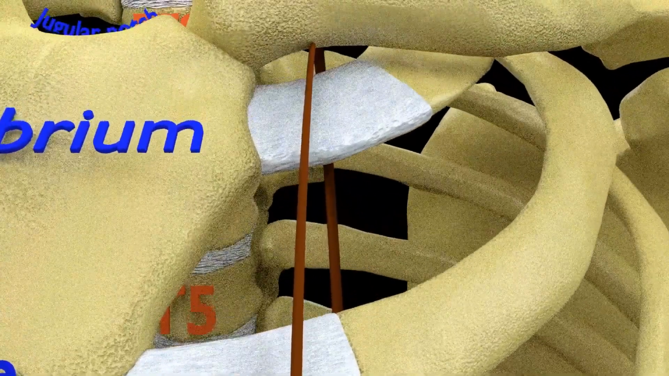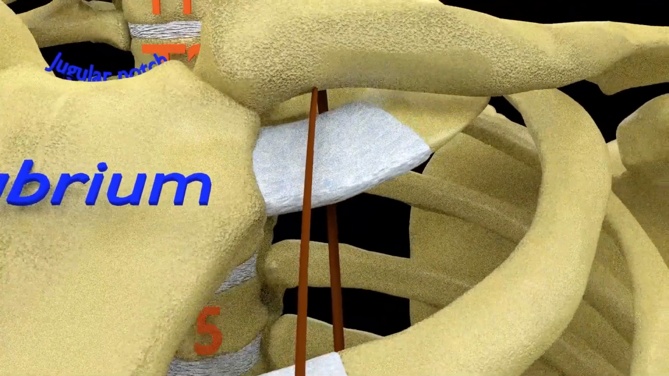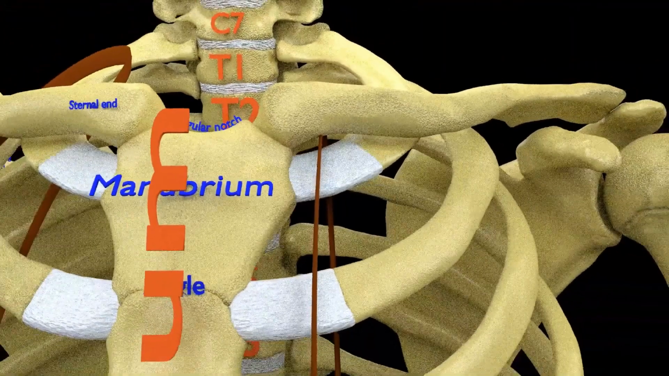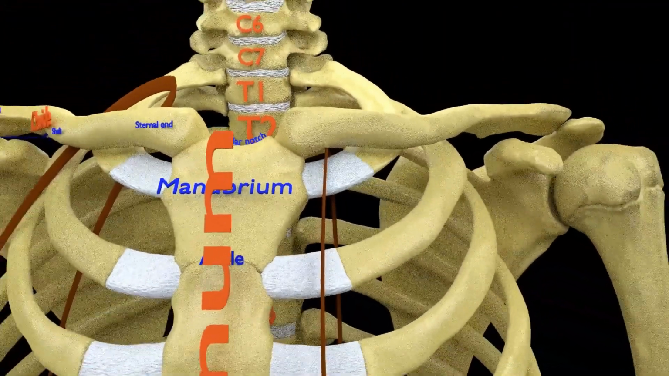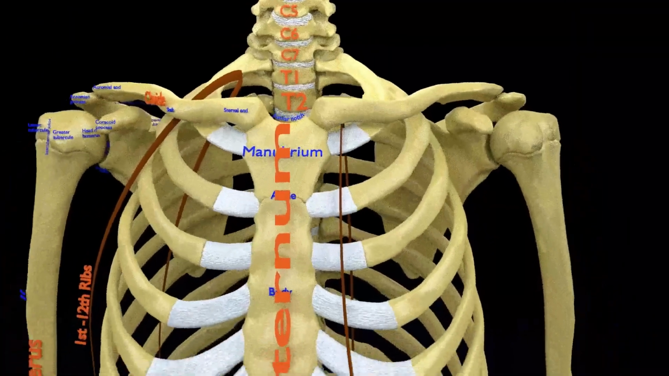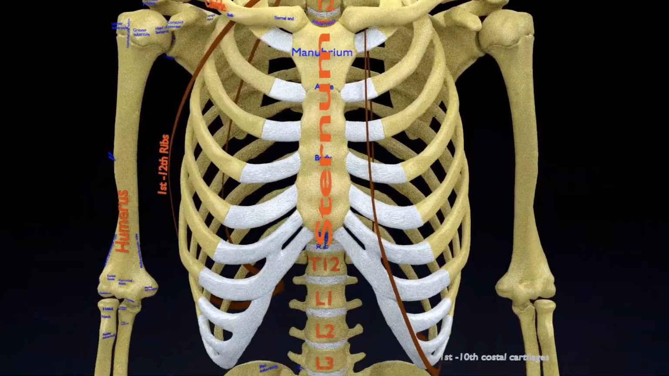Another classification of ribs is as true and false ribs, based on the articulation with the sternum. The costal cartilage of the first 7 ribs attaches to the sternum directly, and these are called true ribs. The remaining 5 are false ribs.